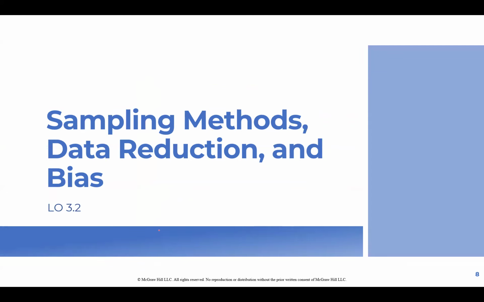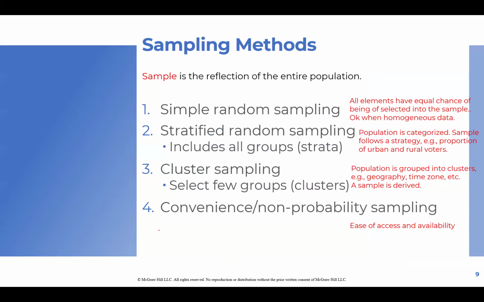So, sampling methods and data reduction and bias. A sample is supposed to be a reflection of the entire population. That means you are drawing out of the population. The sample is drawn out of the population. So simple random sampling is a method where all elements are equally likely to be selected as an item into the sample. All elements have an equal chance of being selected.